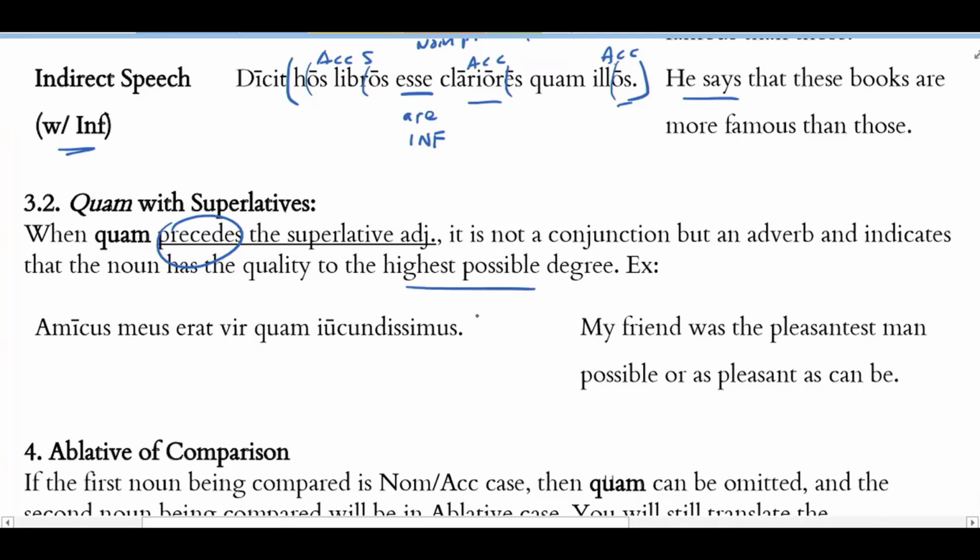So our example here, again, this is from Wheelock. Amicus meus, my friend, erat, my verb, was, vir quam iucundissimus. So he was a man. And then quam iucundissimus. Is that a superlative adjective here? Do you see the -issimus form? Right? Is the quam before it? Yes. So I want to translate this in such a way that the man is being described as having this quality to the highest possible degree. My friend was, vir quam iucundissimus, was the pleasantest man possible, or the most pleasant man, or was as pleasant as can be, or was the most pleasant man of all, right? But we're trying to indicate that he holds this quality to the highest possible degree.